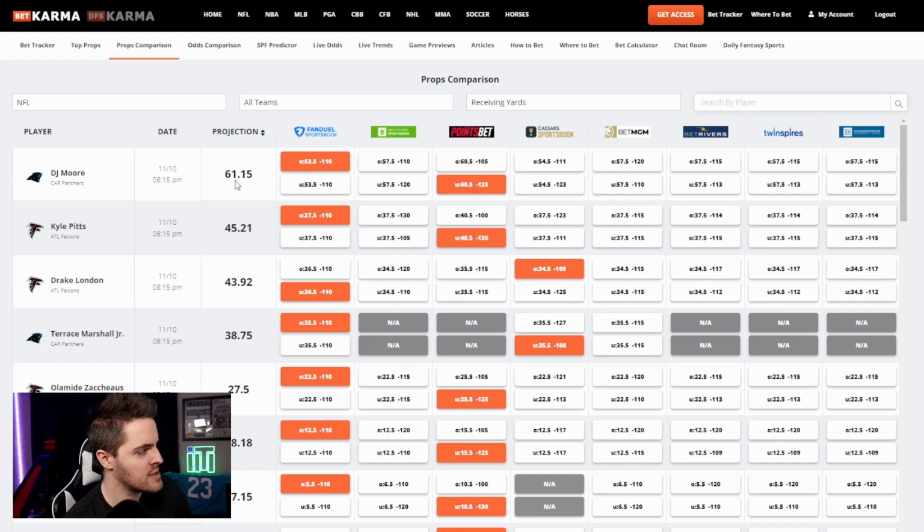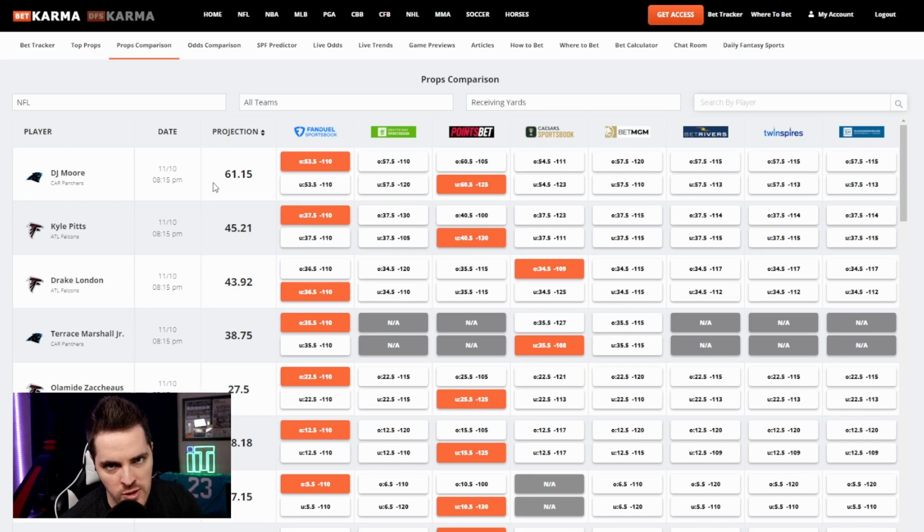So the first thing I want you to pay attention to is the fact that we have a projection column here. This is our own proprietary algorithm that uses hundreds of points of data, machine learning, data science, all that stuff to spit out what this player is going to be doing in this game based on the stats. So you see here, it's toggled receiving yards. You can choose any of these stats you want to, but right now we're doing receiving yards.